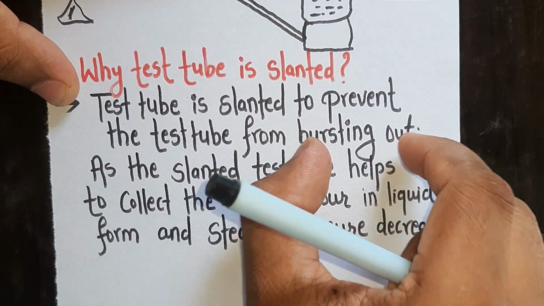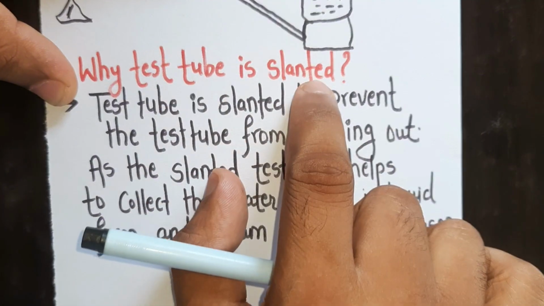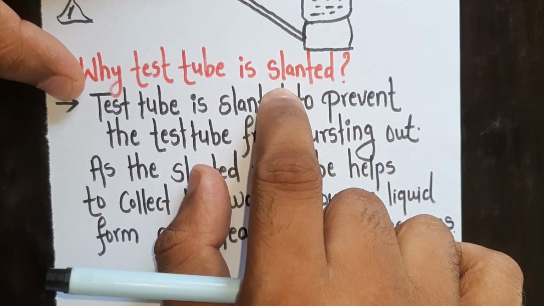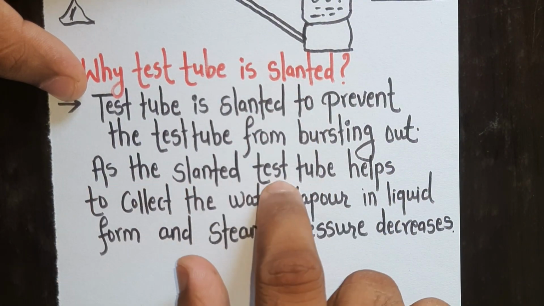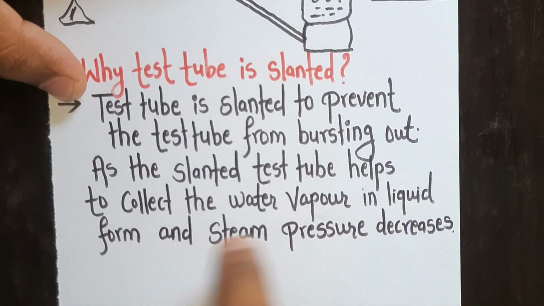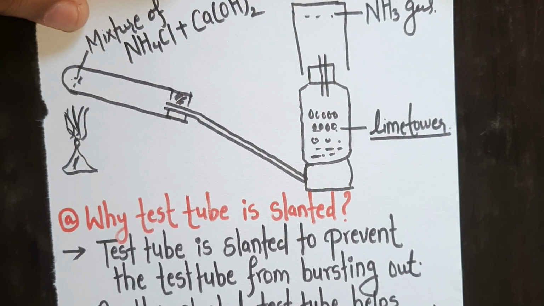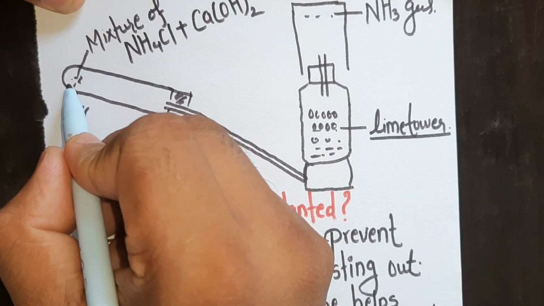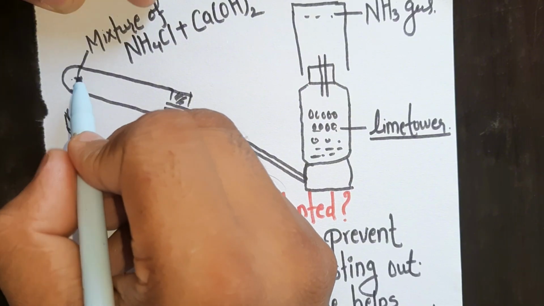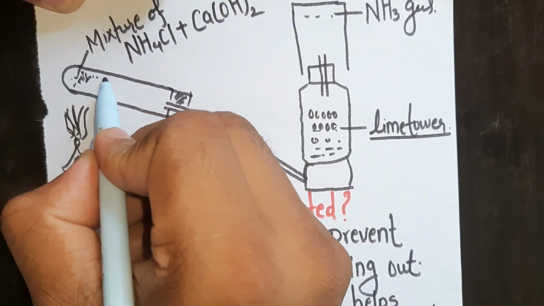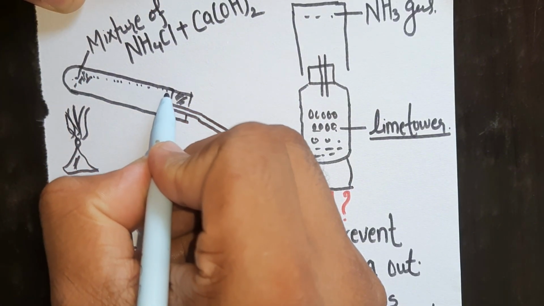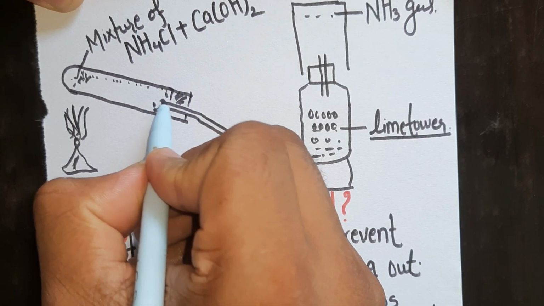See here, bursting out बाट बचाउनको लागि चाहिँ टेस्ट ट्युबलाई के गरिएको हुन्छ? स्ल्यान्टेड गरिएको हुन्छ, फुट्नबाट बचाउँछ यसले यहाँ। So the slanted test tube helps to collect the water vapor in liquid form. It means the heat provided at this end of this glass tube or test tube, the water vapor formed here will be cooled down and it will form into liquid form at this end.